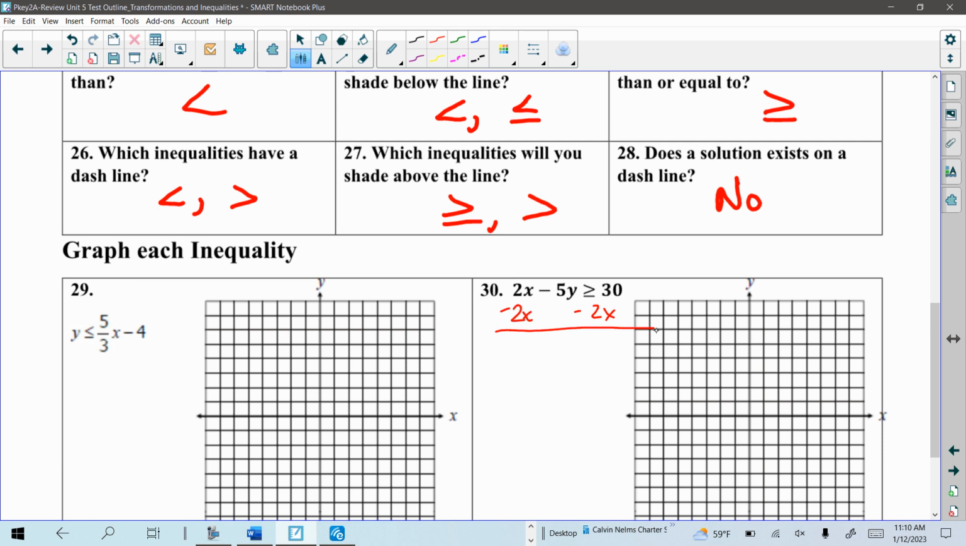Guys, show and tell, all right? You show it, you tell it. If you start talking to yourself, it starts sticking. All right, so the 2x cancels. What are we writing now? -5y. Good job of seeing the sign. -5y greater than or equal to -2x plus 30.